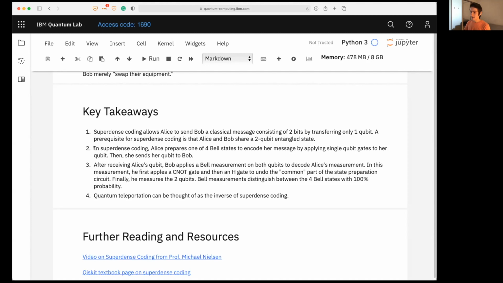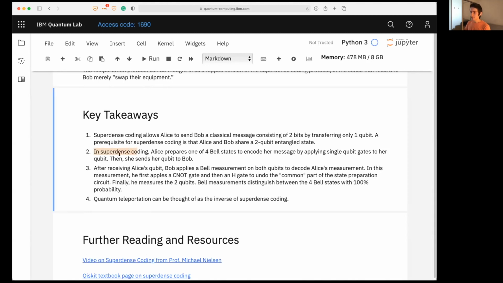As a high level of the sequence of steps here, in superdense coding, Alice prepares one of the 4 Bell states. So it always starts off with phi plus, and then Alice does some stuff to her qubit to transform that phi plus state into possibly one of the other 3, or she does nothing to keep it as phi plus. She then sends her qubit to Bob, and Bob is going to do a Bell measurement to figure out which of the 4 Bell states he is in possession of.